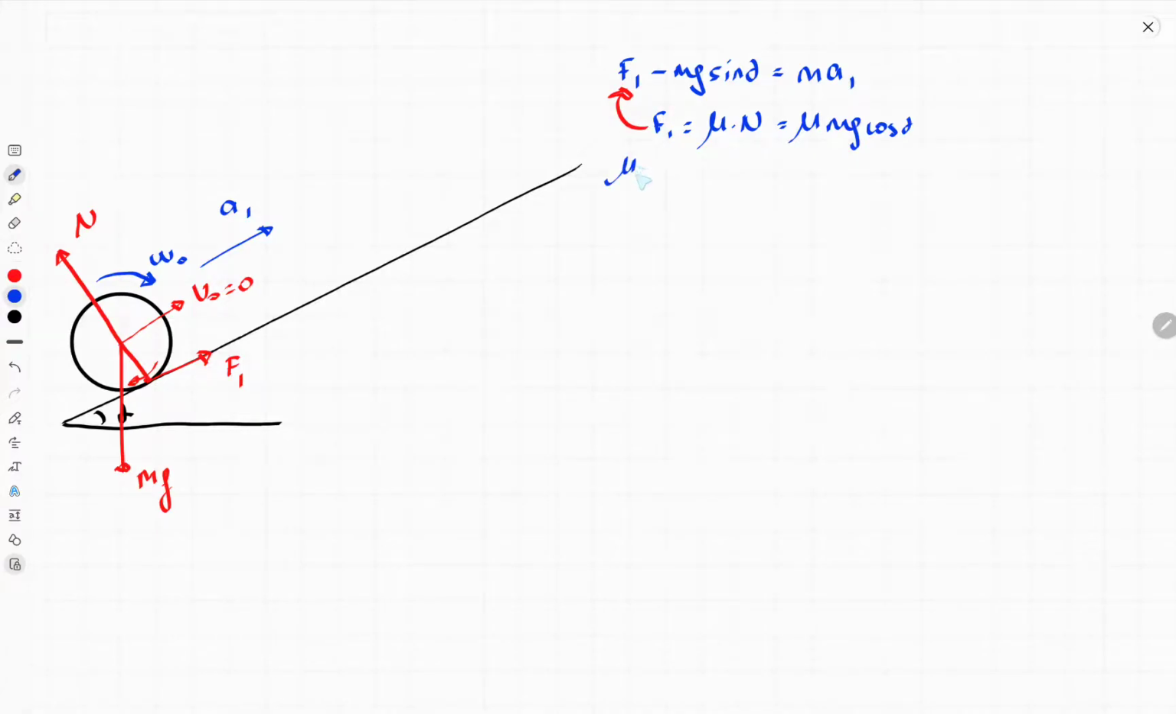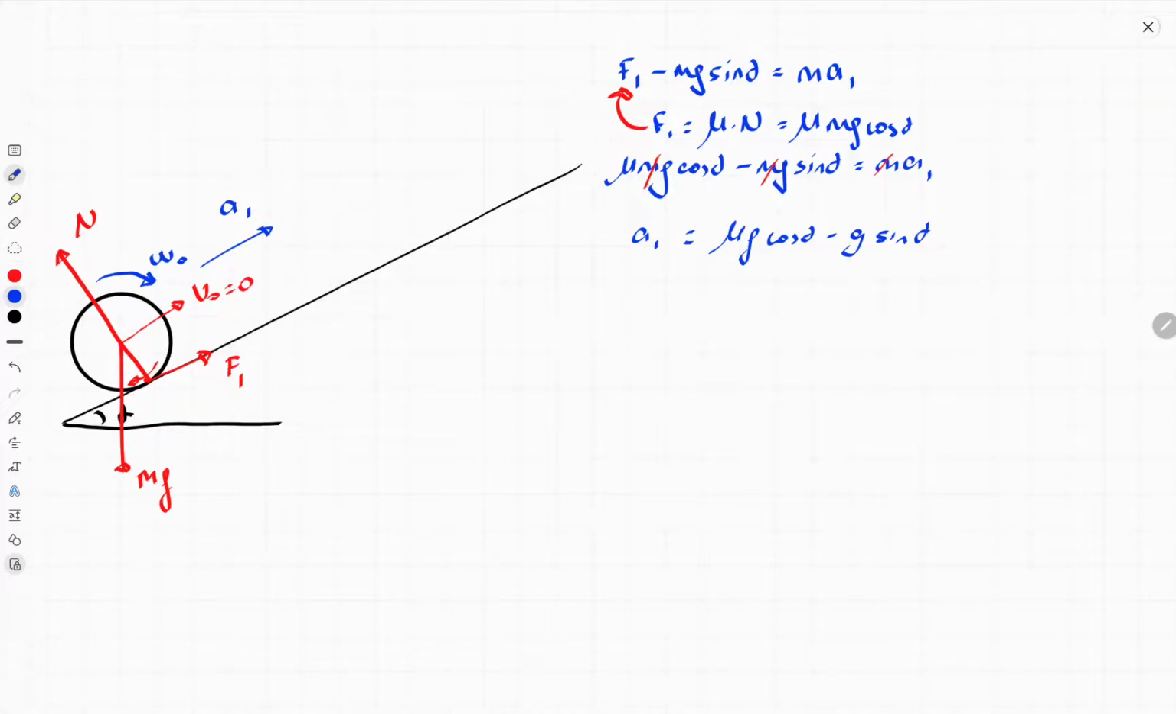Then we will have this equation: mu mg cosine alpha minus mg sine alpha equals m a1. We can cancel the masses. So basically it will accelerate upward with this acceleration, mu g cosine alpha minus g sine alpha. With this acceleration it will move upward by slipping, by sliding.